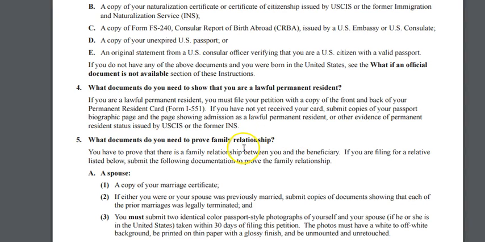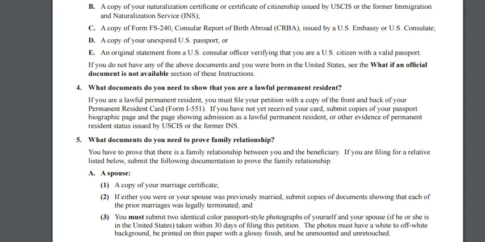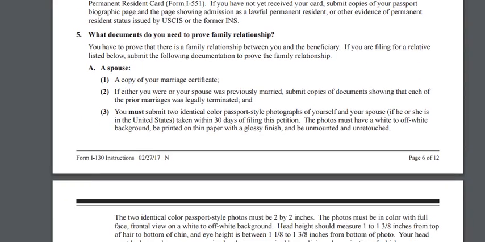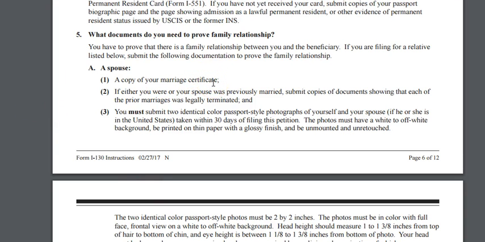Now, these are documents about you, the petitioner, that prove your status, either lawful permanent resident or citizen. Now, what documents do you need to prove your relationship? If you're filing for your spouse, your wife or husband, you need a copy of your marriage certificate. Translate it, please. Translate it into English, okay?